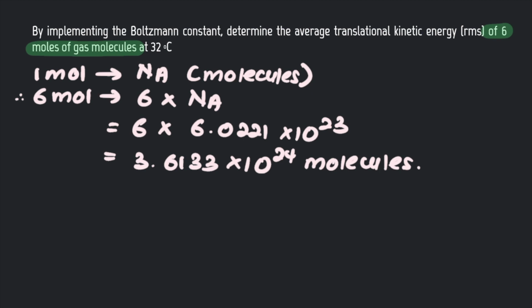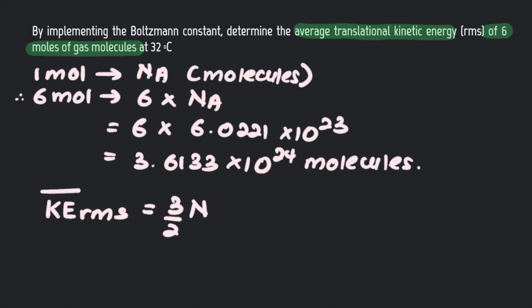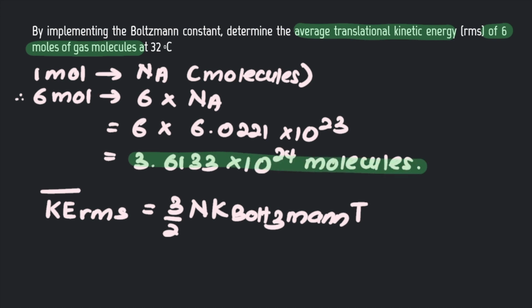Alright, so from here, only then can you use the Boltzmann constant to find the average translational kinetic energy. So the formula is kinetic energy, RMS, is equivalent to 3 over 2 N times the Boltzmann constant times T. Right. So what is N? N is the number of molecules, which is the one that we have just calculated. And then we have to plug in the Boltzmann constant.